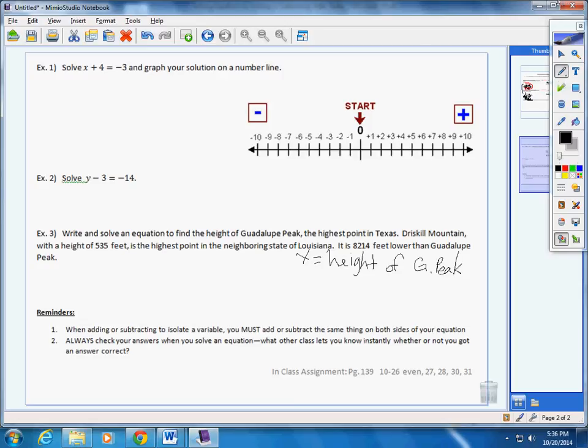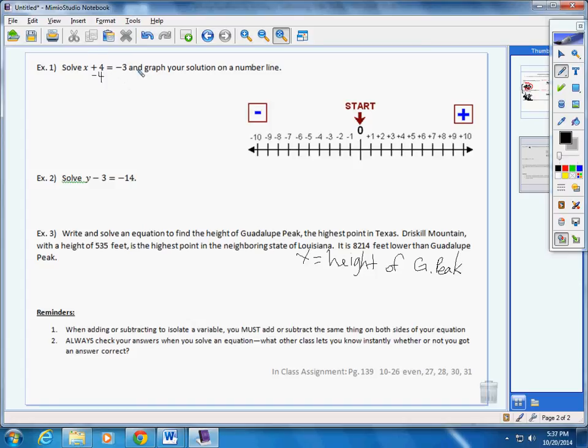Alright, let's move on to example 1. It says solve x plus 4 equals negative 3 and graph your solution on a number line. Once again, I'm well aware that you could probably tell me right off the bat what x is, but we want to get in the practice of solving equations properly. So we're going to do it this way. How can I get x by itself? Well, I obviously want to eliminate this positive 4 that's also on the left side. In order to get this positive 4 down to 0, I'm going to do the opposite of add 4, and I'm going to subtract 4 from the left side of the equation.